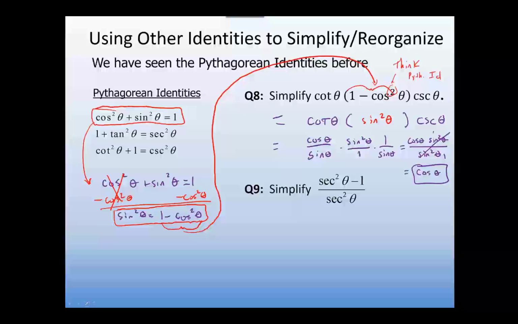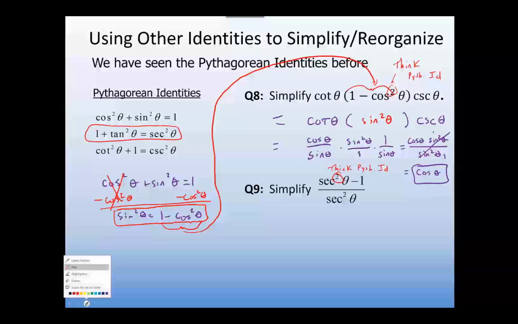Moving on to number 9. Number 9, there's a second power again. Anytime you see a second power, you should have a little flag go off in your mind. And I want you to think about the Pythagorean identities. Secant squared and 1, that has a secant squared in it. Maybe I can use the second Pythagorean identity to help me with number 9.